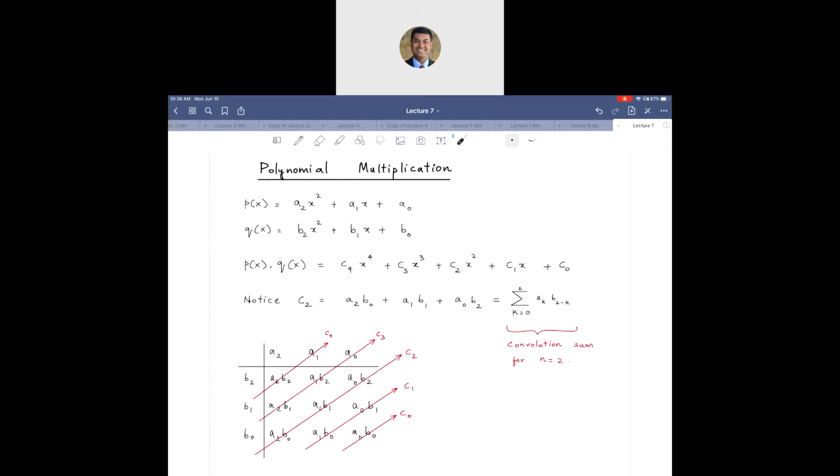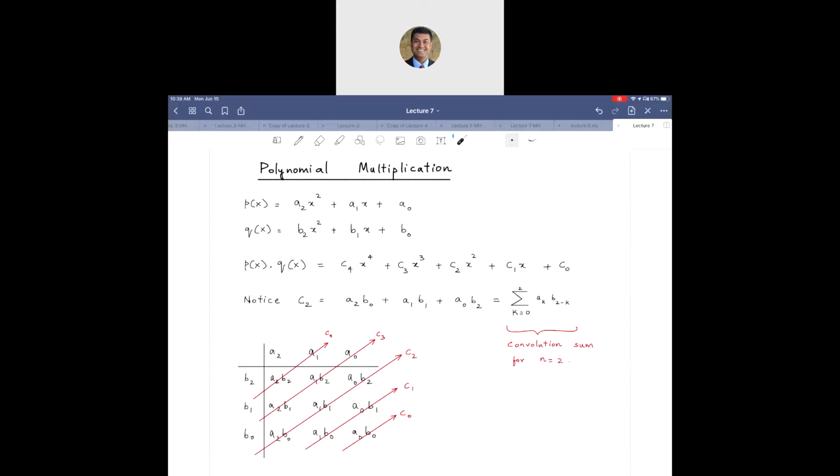Next, while we were talking about discrete convolution, one way of understanding it is by looking at it as a multiplication operation between two polynomials. So if I define a polynomial in x as a2x squared plus a1x plus a0, where a0, a1, a2 are coefficients of the constant, x and x squared respectively. And similarly, I have q of x, another polynomial in x. In both these polynomials, it's going up to a quadratic. I have b2x squared plus b1x plus b0.